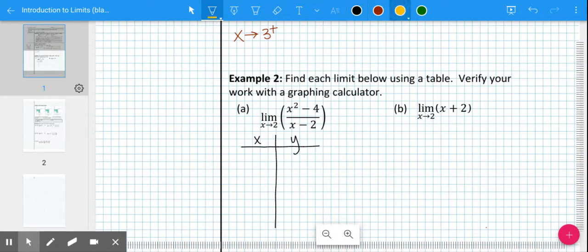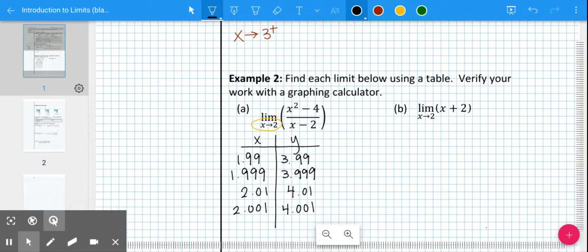We are going to have x approach 2 from both sides. So let's go to the left of 2: 1.99, 1.999. Let's go to the right of 2: 2.01, 2.001. Go ahead and take a minute to calculate those values. And then go ahead and choose on the Edpuzzle, what is the limit of this function as x approaches 2?